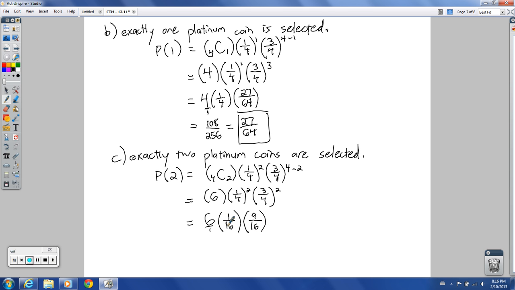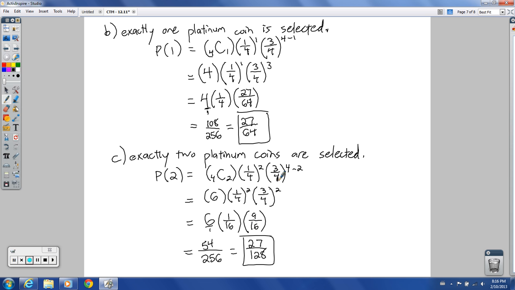Now again, we could reduce the 6 and a 16 right now if we wanted to. I'm going to not reduce until later for a reason yet to be revealed. But these two could be divided by 2 and 2. You could reduce that to 27 over 128.